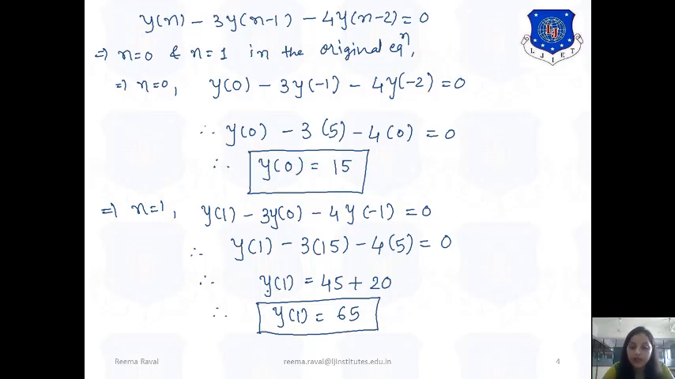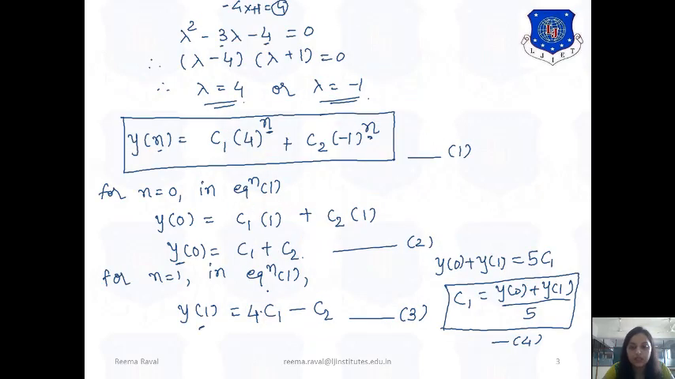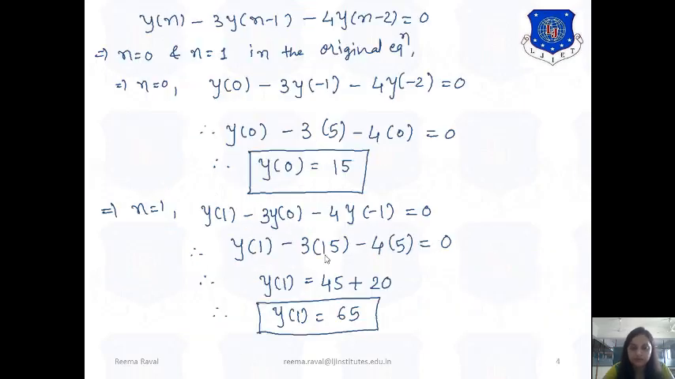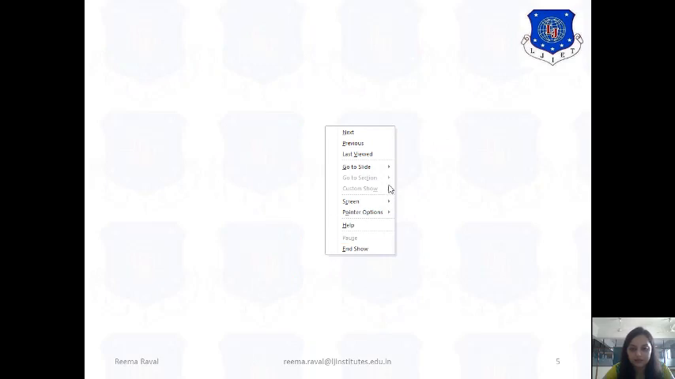Now we will place these values of y of 0 and y of 1 in the equation of C1 so that we can get the value of C1, and then we will place the value of C1 into any of these equations to get C2. Okay, so let us do that.